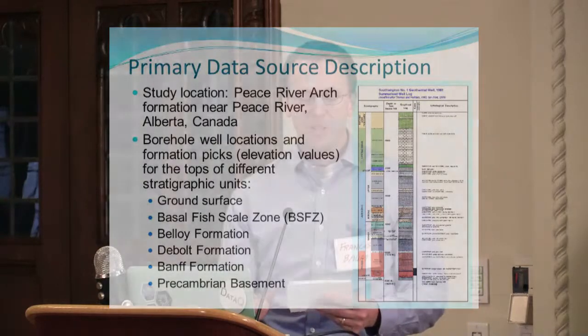The primary data source for this project, the study location of the data, is in a formation called the Peace River Arch up in Alberta, Canada. And the main data source is just simply borehole well locations with attribute values of their formation picks, or their elevation values of the top of each stratigraphic layer that well drills down into.